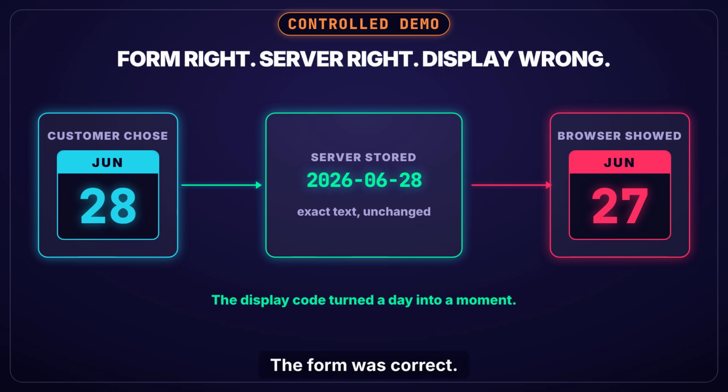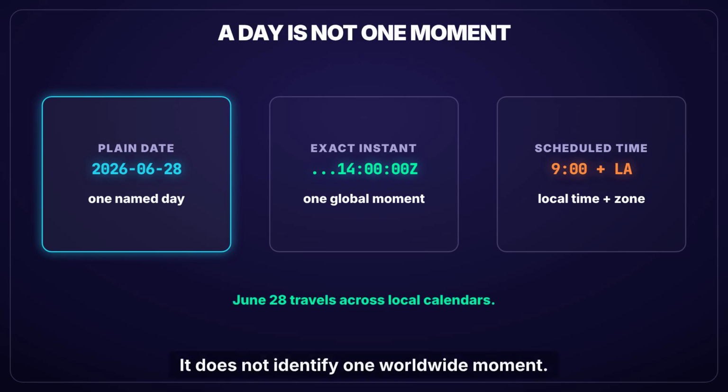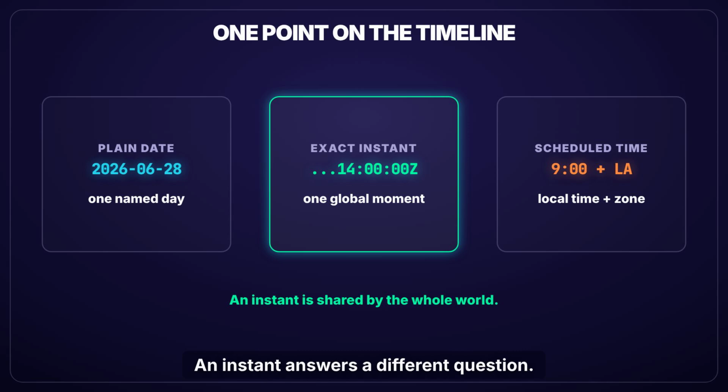The form was correct, the server was correct, the display code changed the kind of data. A birthday answers one question. Which calendar day? It does not identify one worldwide moment. June 28th lasts many hours across the earth. An instant answers a different question. It identifies one exact point on the global timeline.